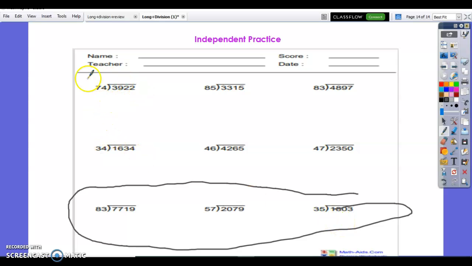If you are at home, you might have to write these down and take a picture of them to get it sent in to me. All right, so I'll see you on the independent practice. If you have questions, make sure that you let me know.